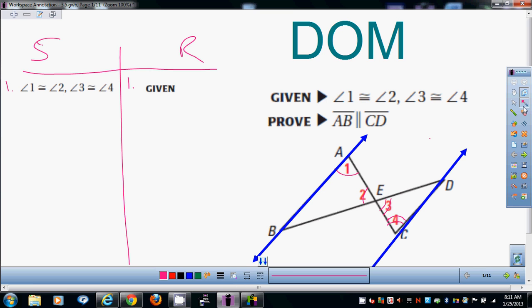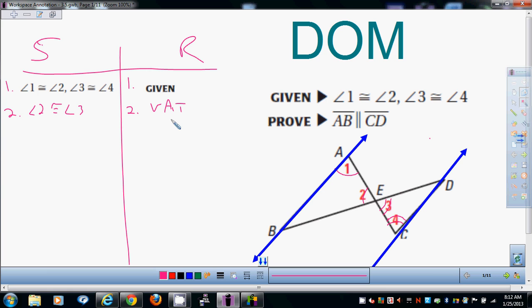So, let's look at that for a second. Now, we're not ready to write this down as a proof. We will in just a moment. Actually, let's just do that. Let's go and make this step 2. Alright, here we go. Step 2. Angle 2 is congruent to angle 3 by the vertical angles theorem.